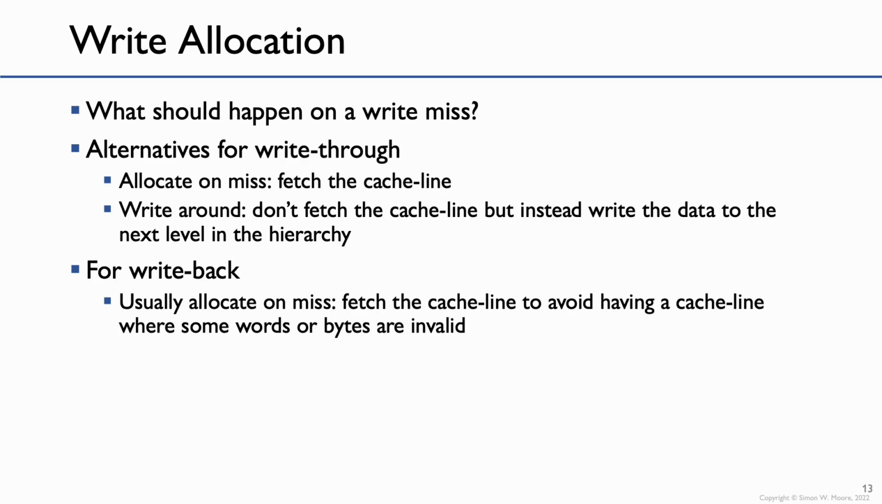For write back, we have to allocate on a miss. So we fetch the cache line to avoid having a cache line where some words or bytes are invalid, and then we basically update the cache line in place.